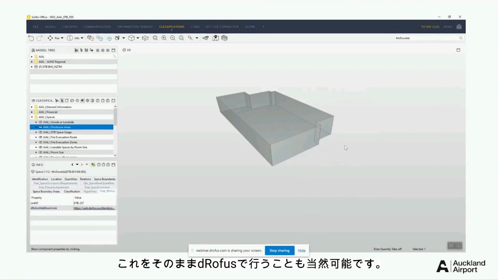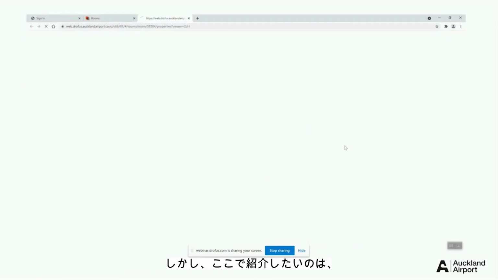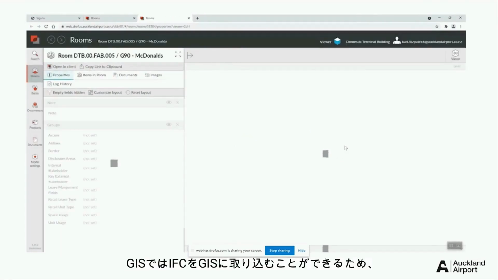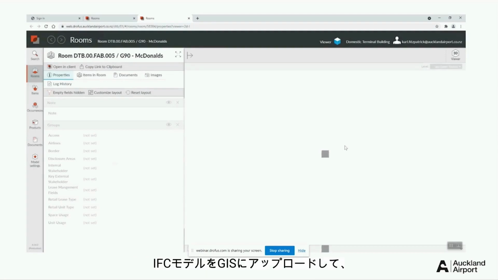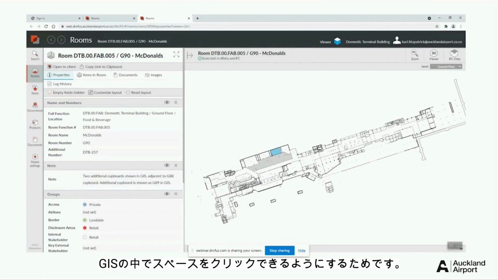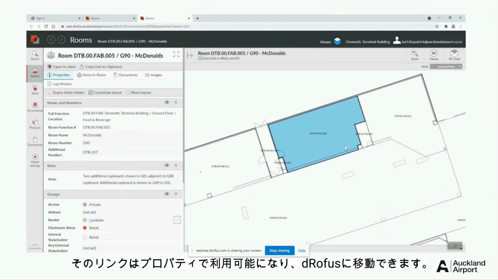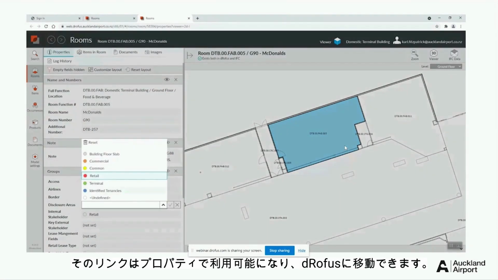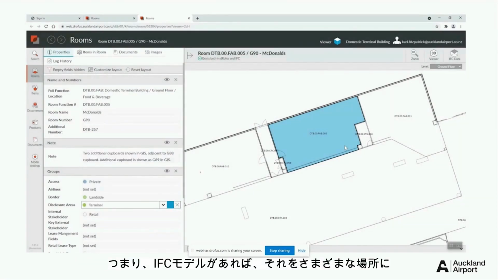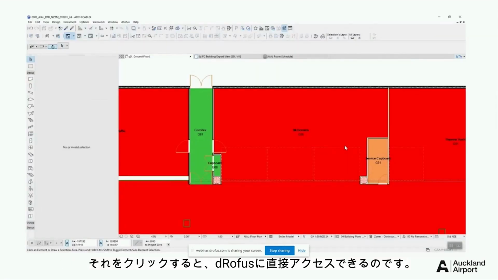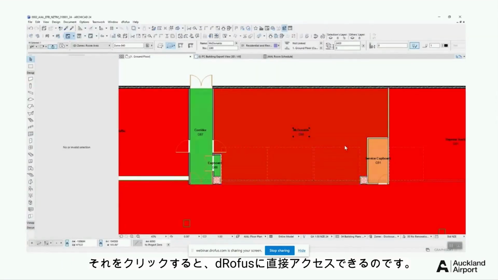Now, you could obviously just do this straight in dRofus, but why I want to show this is because with GIS, we can now take IFCs to GIS. So we could effectively upload the IFC model to GIS, and then it would enable people within GIS to click on a space. That link would be available in the properties, and they could then be taken to dRofus. So it's improving that end user experience: when we have the IFC model, we can put it in different places. People can click on it and get taken directly to dRofus.